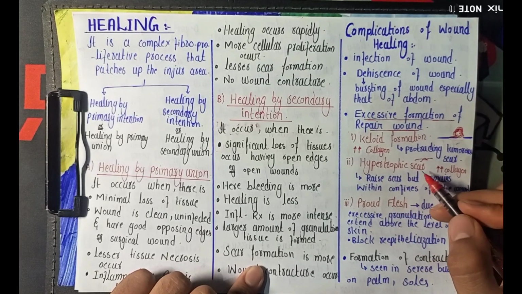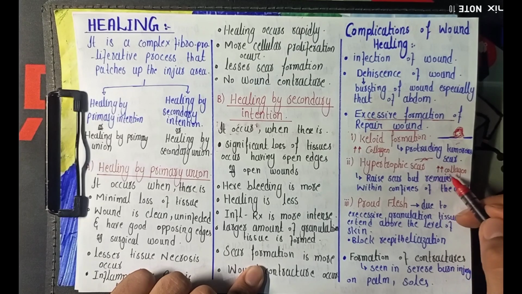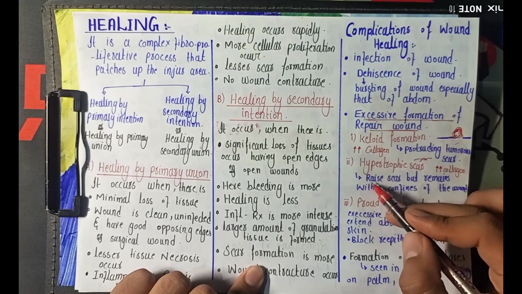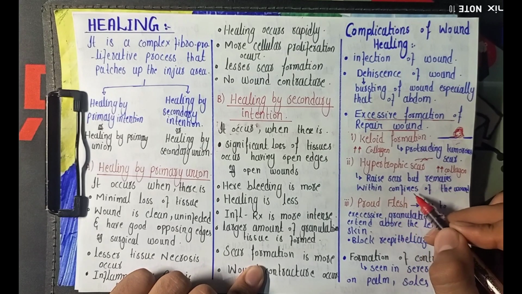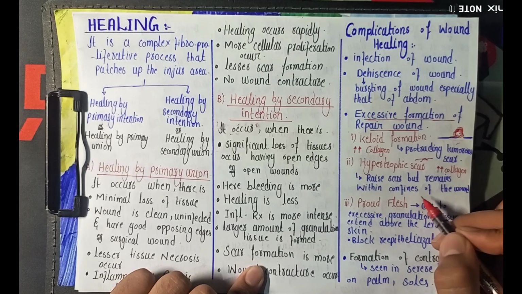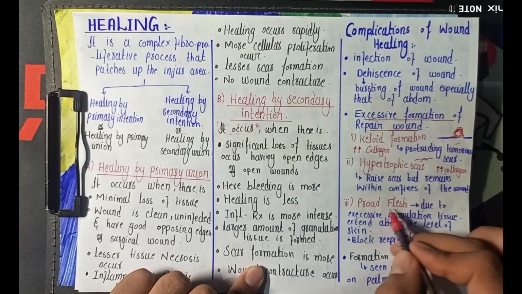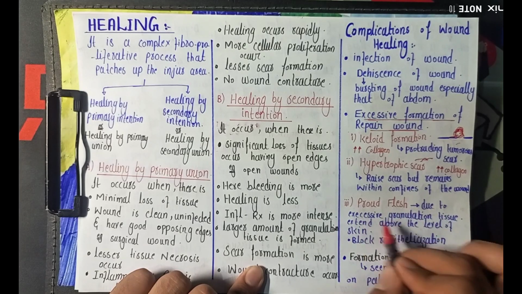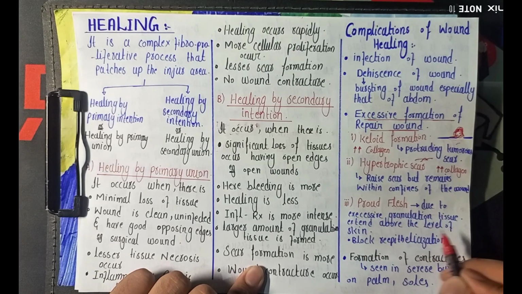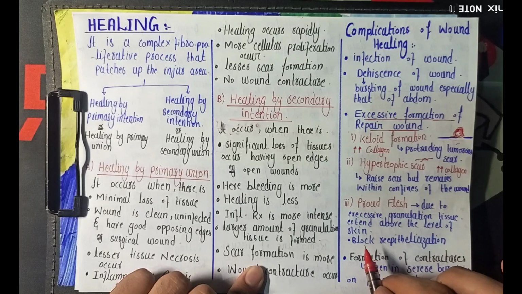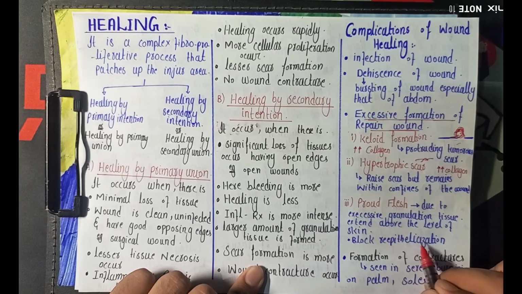दूसरा हमारे साथ है hypertrophic scar. It also occurs due to excessive collagen deposition, and it presents as a raised scar, but the scar remains within the confines of the wound, and it does not extend beyond the margin of the wound. तीसरा हमारे साथ है proud flesh. So the proud flesh also occurs due to excessive granulation tissue, and it extends above the level of the skin, and hence it blocks the re-epithelialization.